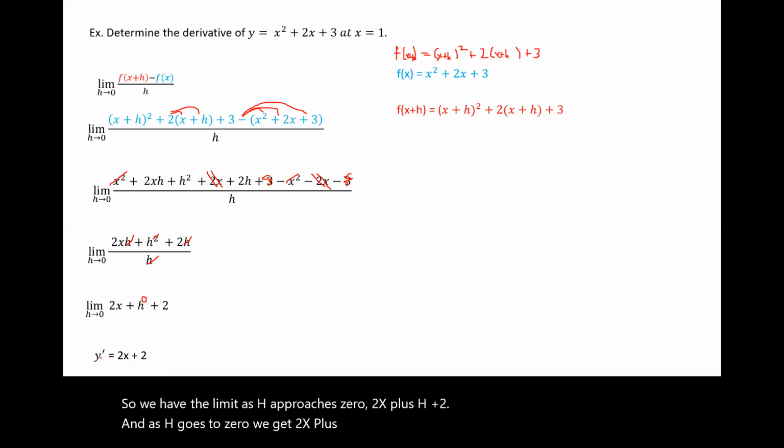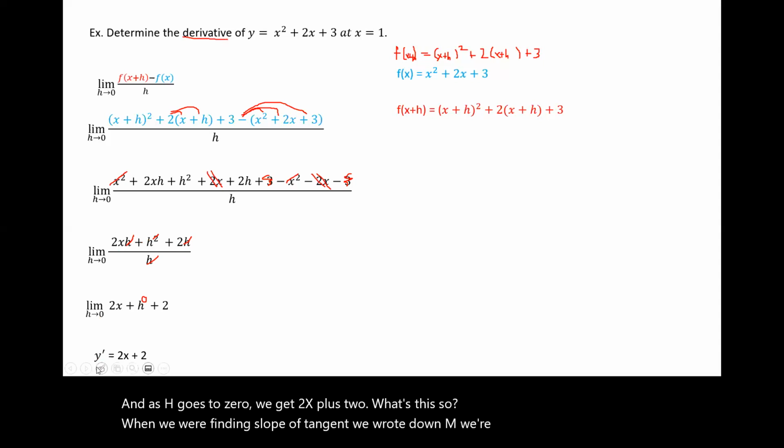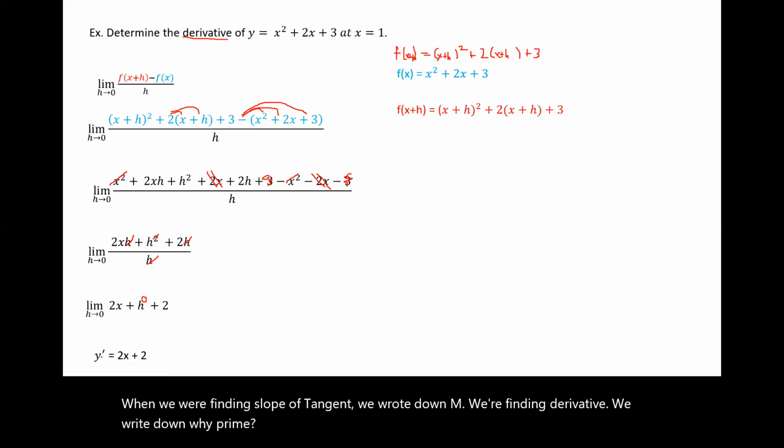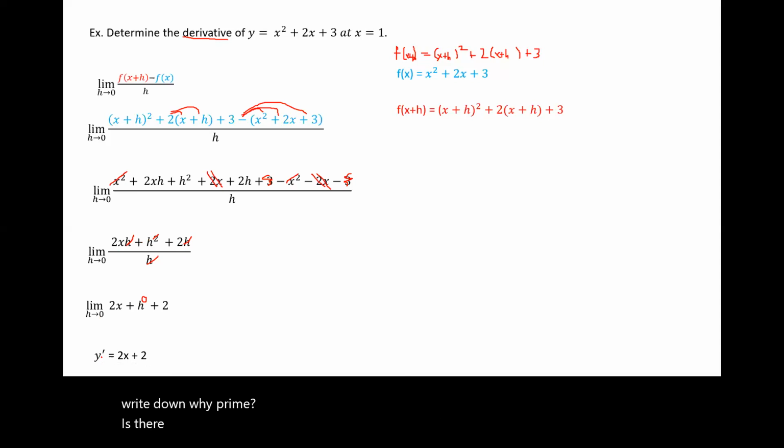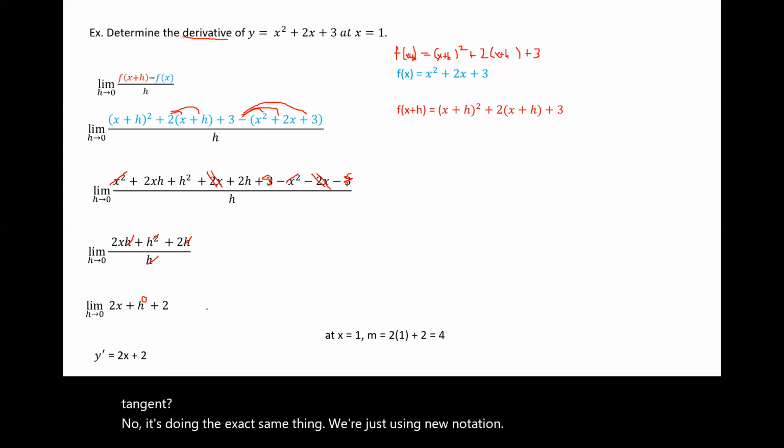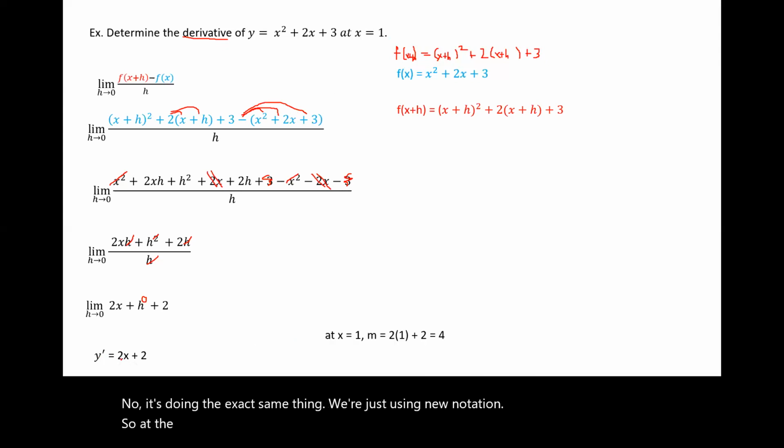Oh, what's this? So when we were finding slope of tangent, we wrote down m. We're finding derivative, we write down y prime. So is there anything different here between finding the derivative and finding the slope of the tangent? No. No, it's doing the exact same thing. We're just using new notation. So at the point 1, put in 1, you'd get 4 for the slope. And so m for slope, y prime for slope, they mean the same thing.